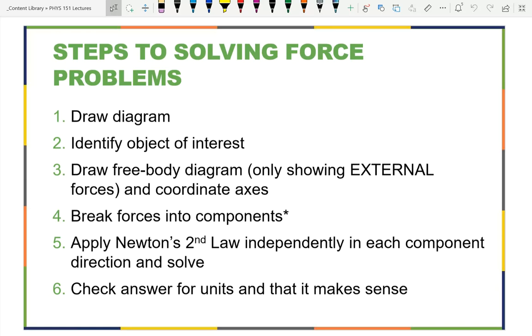Then apply Newton's second law independently in each of your component directions and solve. And finally, check to make sure the answer makes sense. So that's a set of steps for solving a problem. If you identify that this problem is going to be one that I solve using Newton's second law, then you jump straight to doing this method. Now, not all problems are solved that way. Part of the physics is identifying how am I going to solve it.